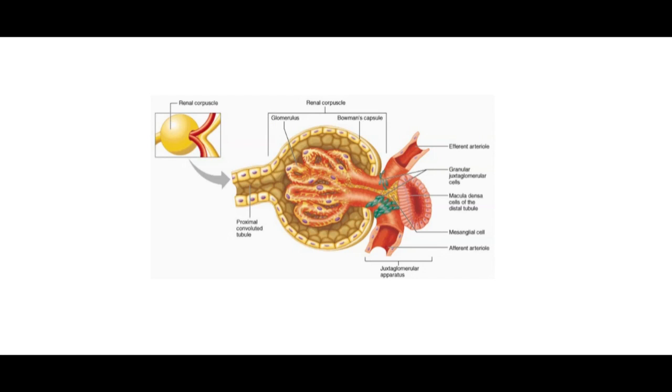This is going to be your Bowman's capsule, Bowman's space that's going to surround your glomerular capillary beds, and this is leading into your proximal convoluted tubule and the beginning of your processing. Okay? But this is the distal convoluted tubule that passes right in between these two sites. Okay? That macula densa is going to be responsible for telling us what the content is of the filtrate at that distal region, which says to the kidney that we either need to increase or decrease the rate at which filtration is occurring.